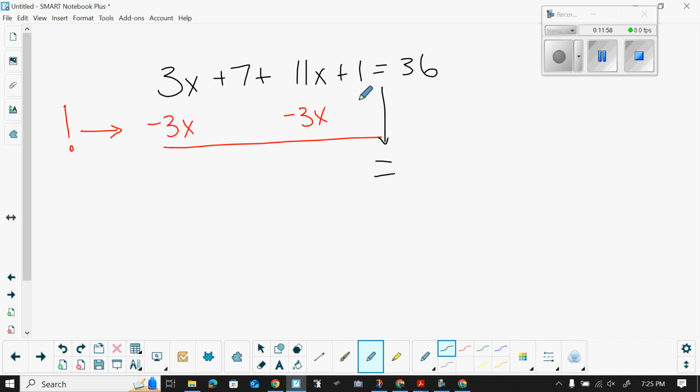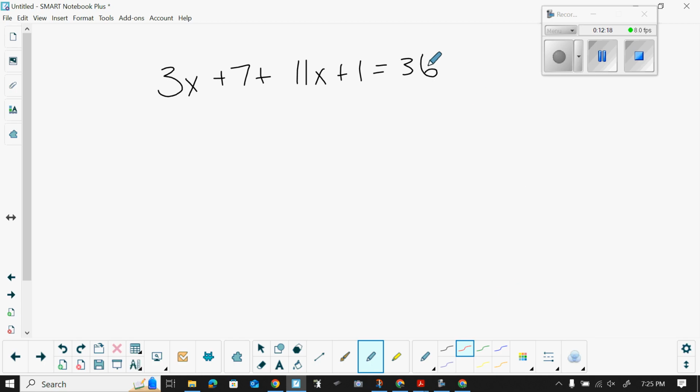Would this any longer remain an equal sign? No, it would not. For it to remain equal, you have to do the same thing to both sides. That's what keeps it balanced, which keeps it equal. So this would not be the right thing to do. So let me undo this and go back to the beginning of the question. Let's think about what we need to do here.